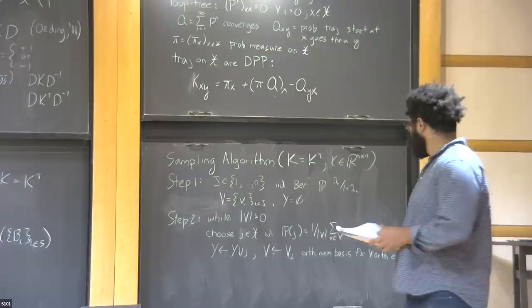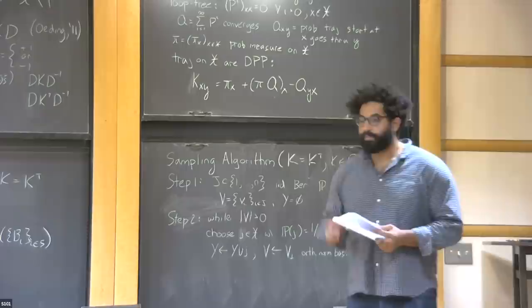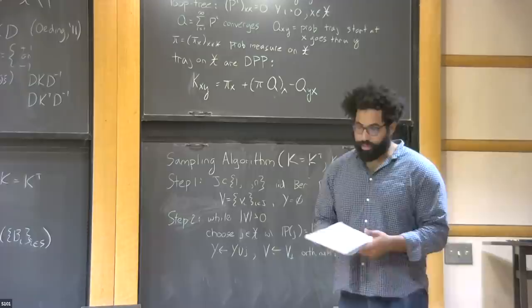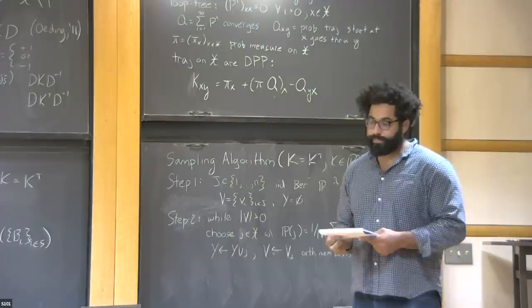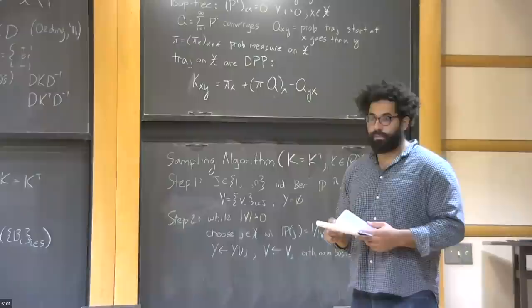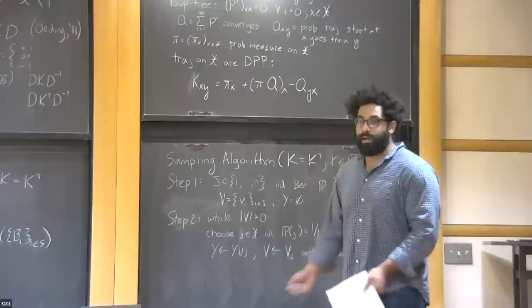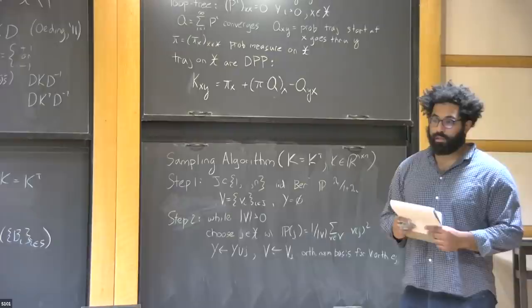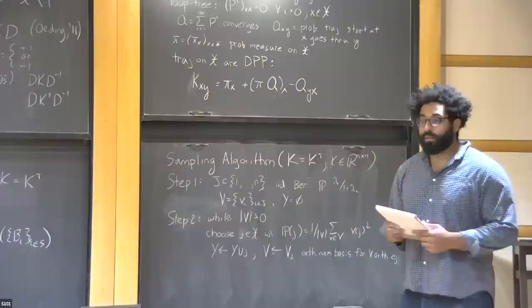You want to remove it, yes. And you want the rest of the vector, which is now length N minus 1, to be orthogonal. They are not orthogonal. Right, you take an orthogonal basis of the same space. And you repeat, until that J becomes zero. And in the end, this is actually a sample uniform from this DPP. So if you sample columns according to their norm in this matrix. Yes, exactly.